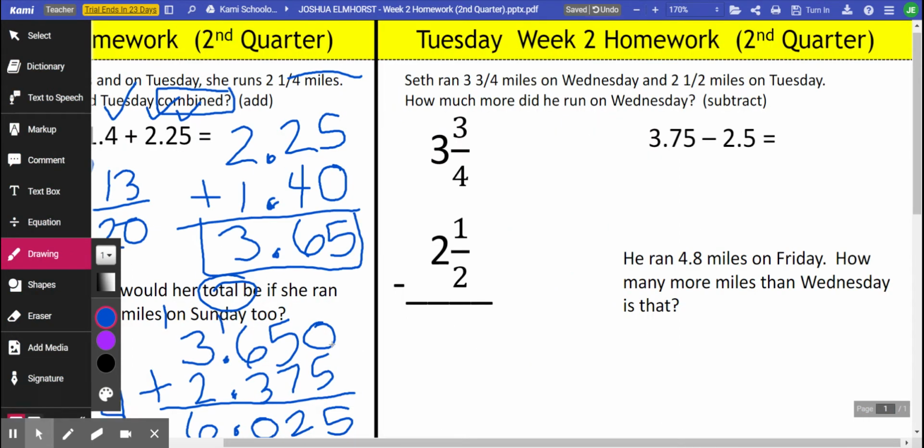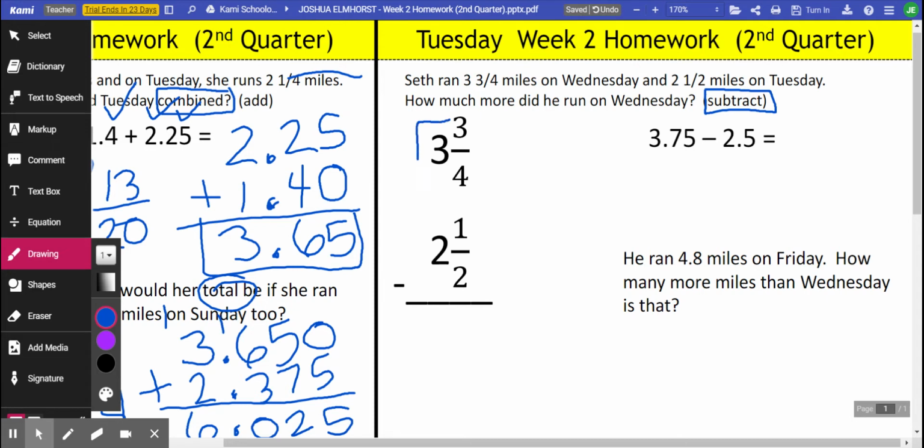Okay, taking a look at Tuesday's homework. So Seth ran 3 3/4 miles on Wednesday, and he ran 2.5 miles on Tuesday. How much more did he run on Wednesday? So if we're looking at comparison and we're trying to find out how much more, we need to find the difference. So we're actually going to subtract these two amounts.